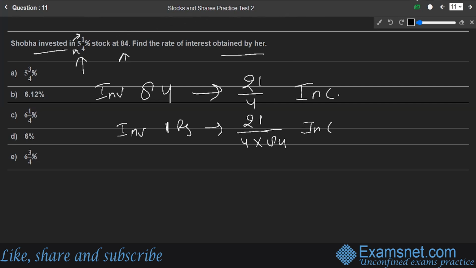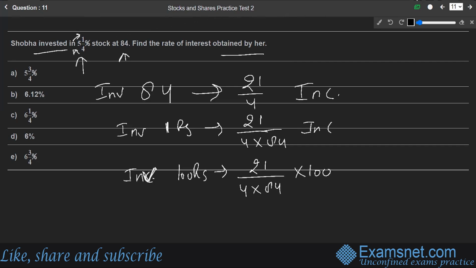How much is the rate of interest they are asking? We can apply a direct formula also, or rather we can find the income on 100 rupees. If the investment is 100 rupees, how much is the income? It is clearly going to be 21 by 4 into 84 into 100.